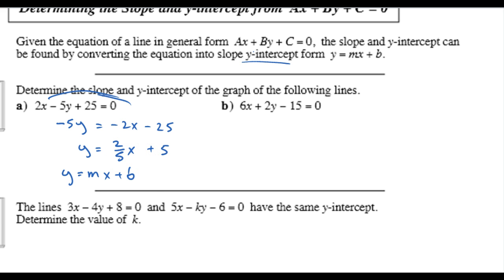So now I can tell my slope. There's my slope, rise over run, 2 over 5, and my y-intercept. And you can easily graph this just from looking at this equation. So there's the y-intercept at 5, and then I'm going to go up 2 and over 5. And as soon as you get your 2 points, you can graph your line. Okay, let's look at B.